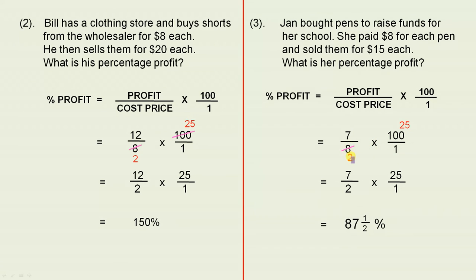4 into 8 goes twice. 4 into 100 goes 25 times. So we have 7 times 25 over 2 times 1. There it is there. Now, a lot of these we can do in our head because we don't have to do more cancelling. 7 times 25 gives you 175. 175 divided by 2 is 87.5. So the profit is 87.5%.